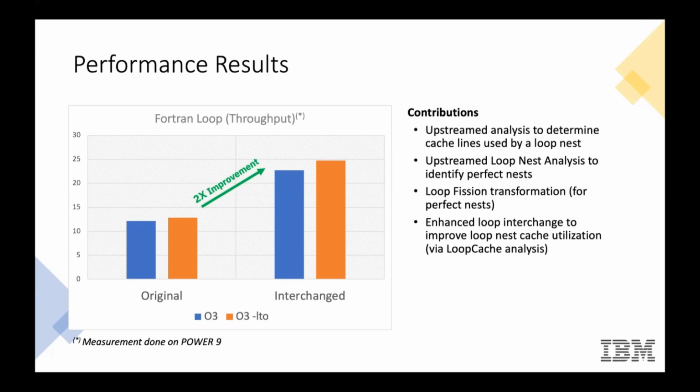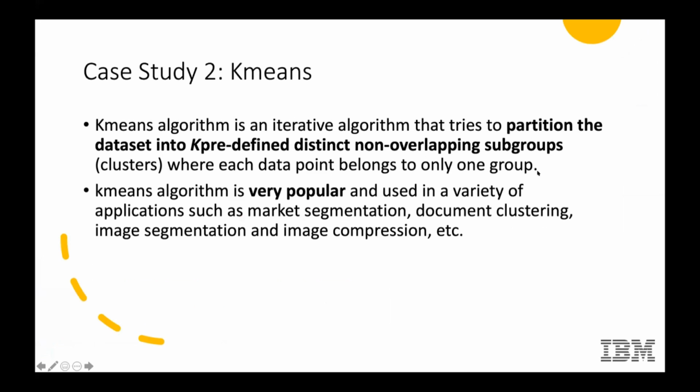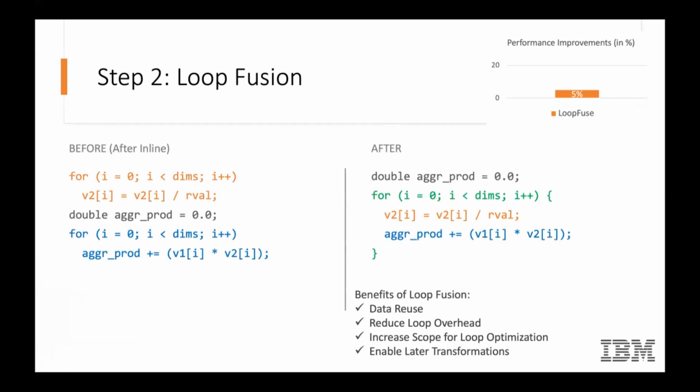So can you just go to the fusion example? I noticed that before the fusion, there's no dependency. After fusion, there is a dependency on V2. So how do you ensure the dependency won't actually cause correctness issues? Safety analysis has to be done before fusion, or actually before most transformations.